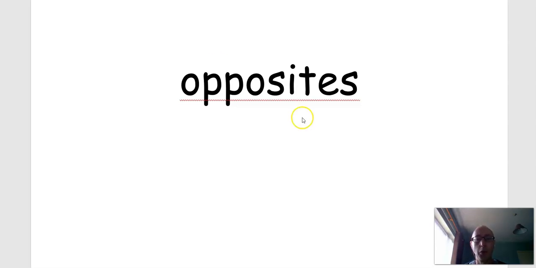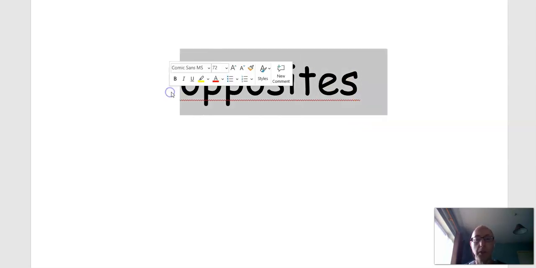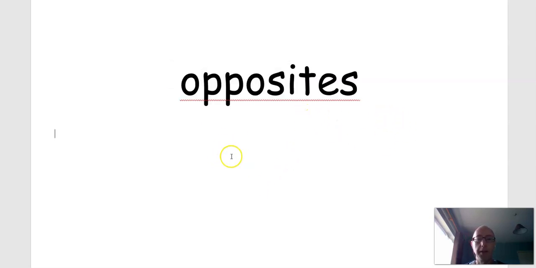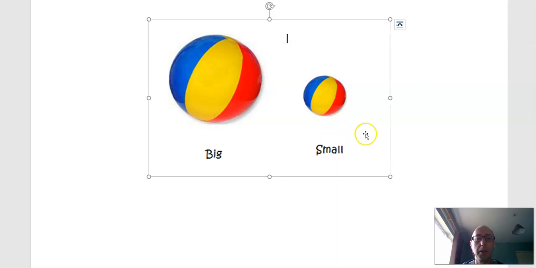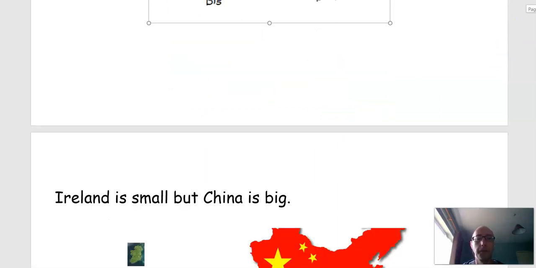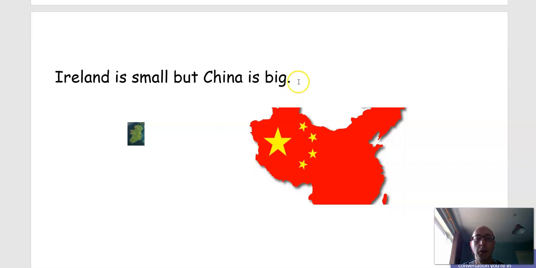Today we're going to talk about opposites. Let's look at an example of opposites. Big and small, they are opposites. And here we have an example. Ireland is small, but China is big.